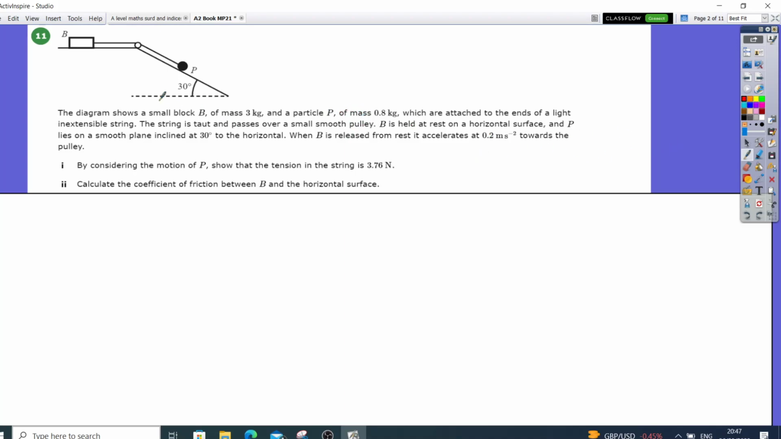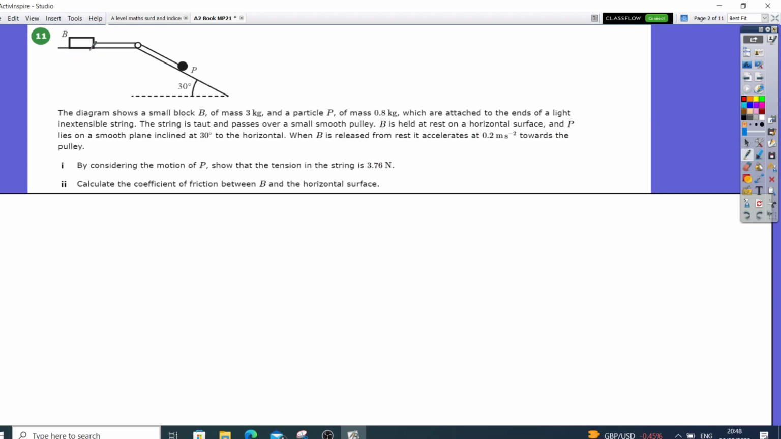Just to double check: the diagram shows a block and a particle attached by a light string. The string is taut, passing over a smooth pulley. B is held at rest, and P lies on the smooth incline. B is released from rest. The question says, by considering the motion of P, show that the tension in the string is 3.76.